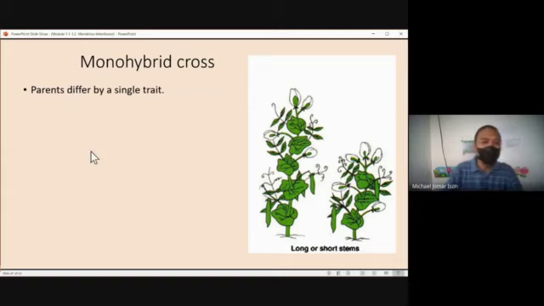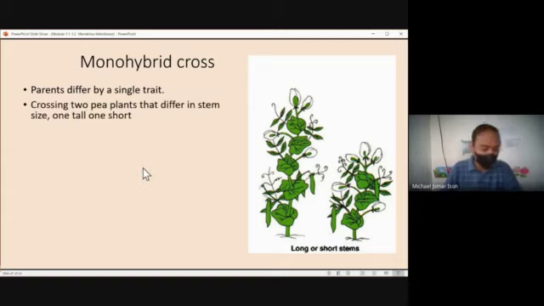So it's simply stated, monohybrid crosses are crosses between two parents wherein you are just taking note of only one single trait. So for example, as Mendel has already done, crossing two pea plants that differ in stem size, one tall and one short, and the big T, which is the dominant allele, will be for tall, and the small t, which is the allele for the recessive, will be the dwarf one.